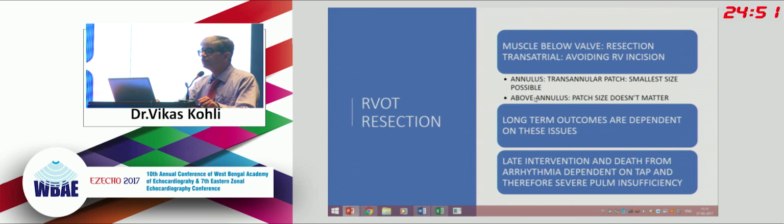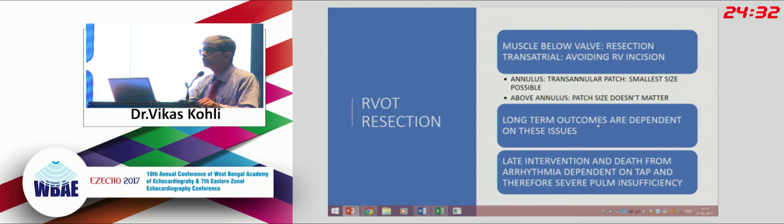The annulus needs a transannular patch, which may need a RVOT incision, which may be 0.5 centimeter only, and should be the smallest size possible below the annulus. Above the annulus, you can extend the patch into the branch PAs, and that's not going to make a difference to the long-term outcome of the patient.